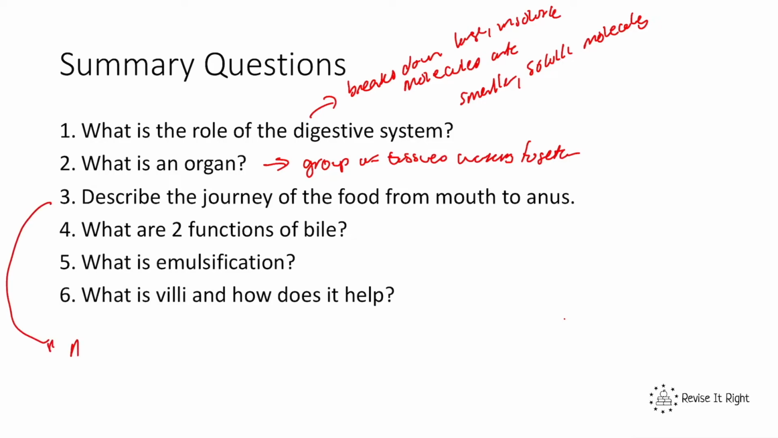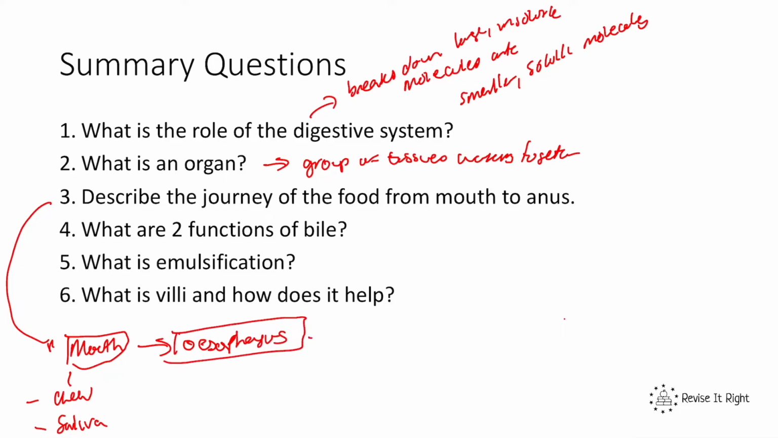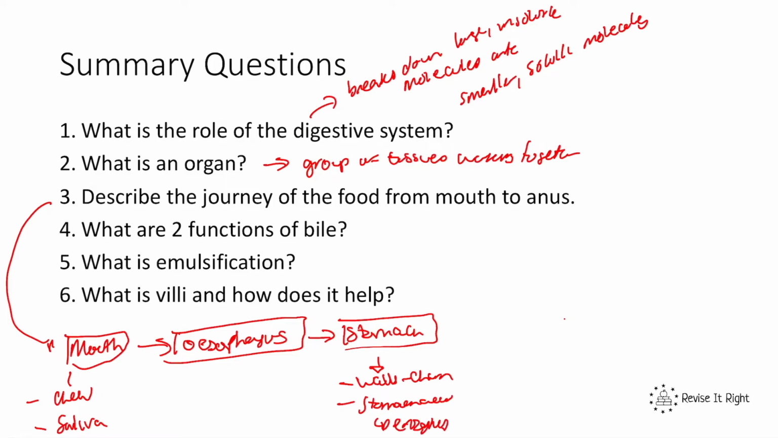Describe the journey of the food from the mouth to the anus. Okay, so hopefully you started with the mouth and you added in the chewing and you added in the saliva from the salivary glands. Then obviously it goes down your esophagus and into your stomach. And in terms of extra detail that you should have added to the stomach, obviously the walls move to churn the food, and also you've got stomach acid, as we know, which contains enzymes. Now after the stomach, it goes into the small intestine, as you can see here, which is where all our nutrients are absorbed. So all our small soluble molecules that we're going to absorb are absorbed here into the blood.